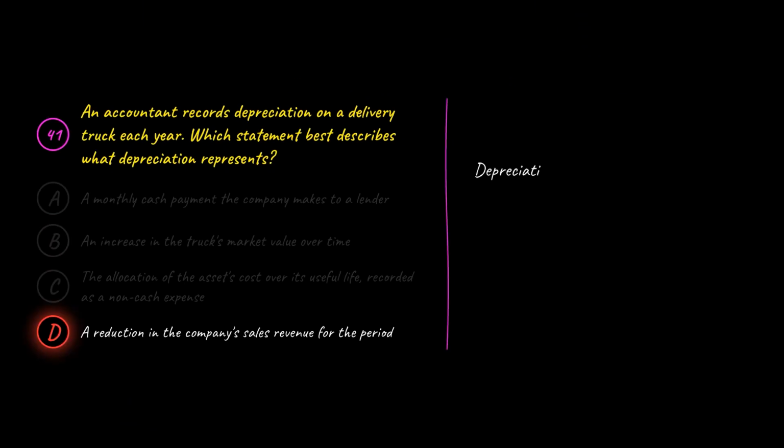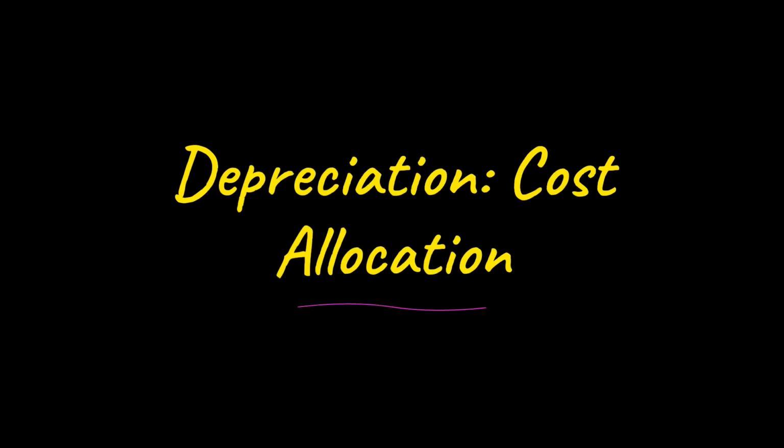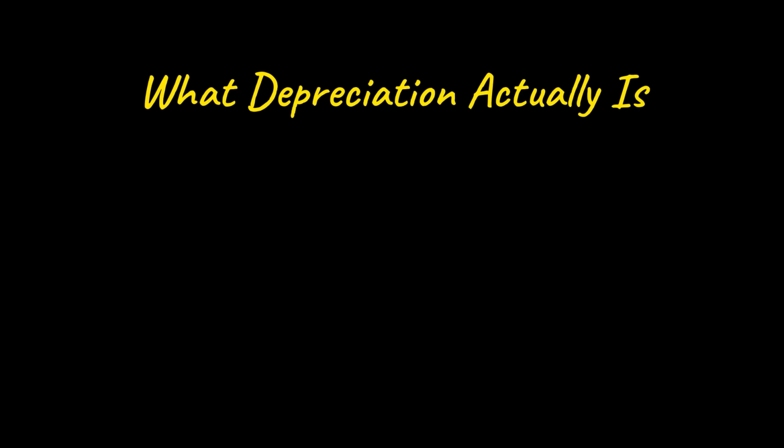D is wrong because depreciation is an expense tied to an asset, not a reduction in sales revenue. Revenue comes from selling goods and services and is unaffected by recording depreciation. Depreciation is one of the most misunderstood concepts in accounting. The key insight is that it is not a cash payment. It is the process of spreading an asset's cost across the years of its useful life.